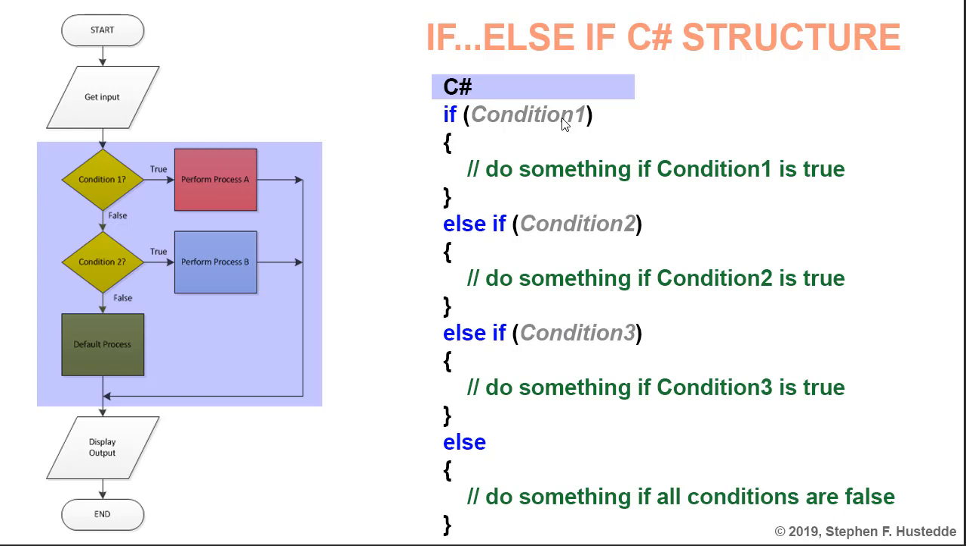Well, if these conditions, condition 1, condition 2, condition 3, are all comparing the same object, maybe we're comparing the value of a variable named x. And maybe our first condition is if x equals 1, we want to do something. And this one is if x equals 2, we want to do something else. If x equals 3, we want to do something else. So if all these are comparing the same object in the conditions, there's actually a better way to write this, and that's using a switch structure.